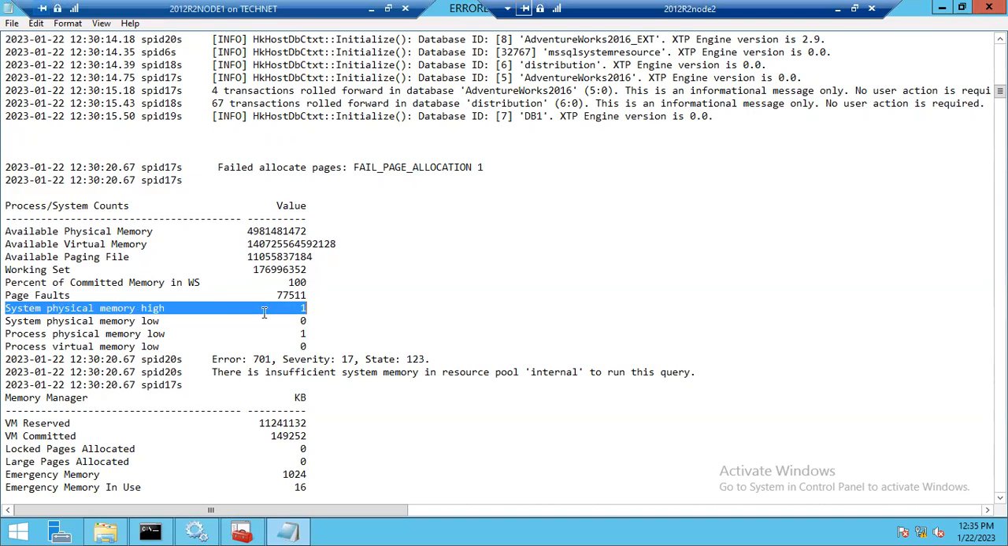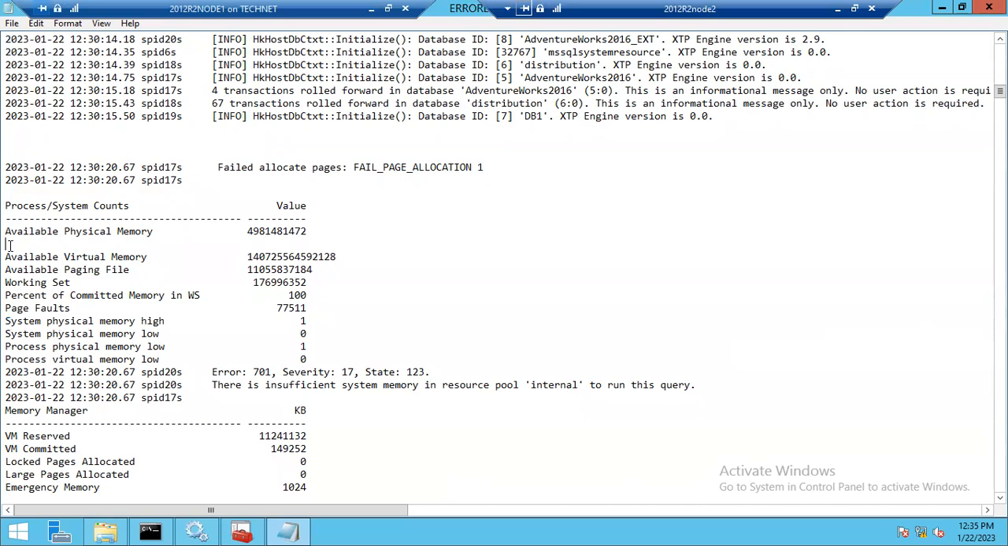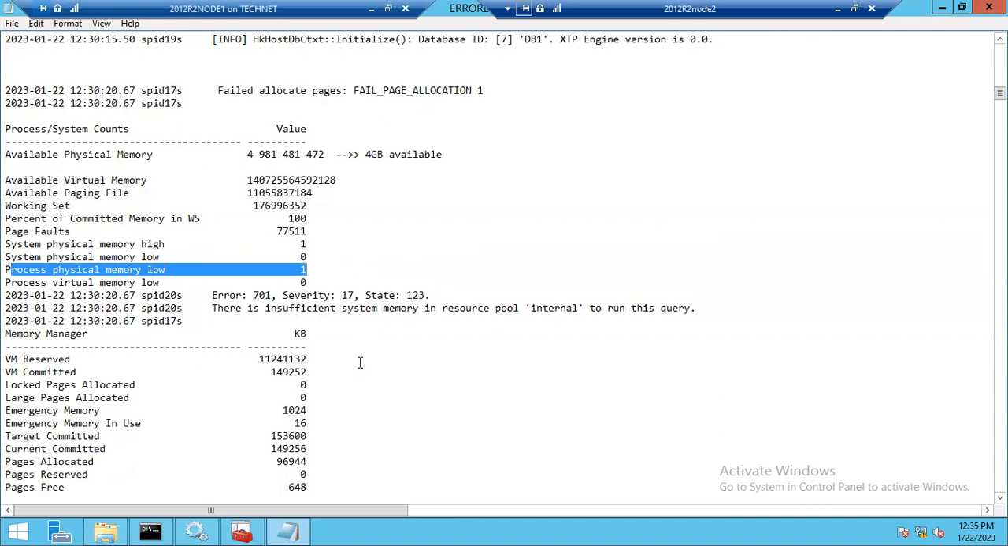How much physical memory do we have? This is where you can tell. Available physical memory. This is in bytes, and if you convert this into KB, MB, GB, whatever it is, around 4 gigs of memory we have at the physical level. 4 GB memory available, right? But process physical memory is very low.